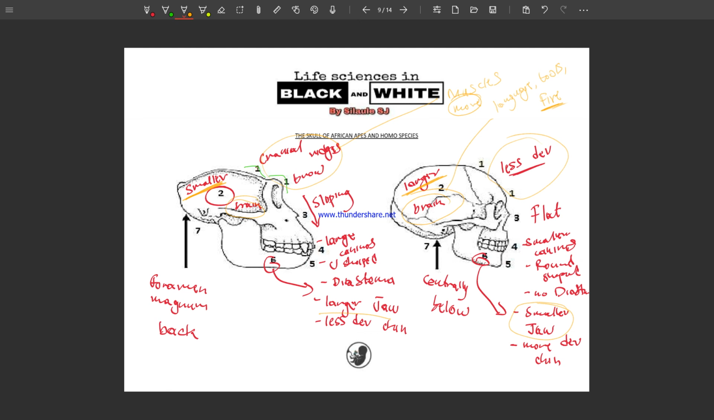Then, because it has more developed cranial ridges and then it has a larger jaw, so the face will be sloping, or it will be what we call prognathous. Then in a human, because the cranial ridges and the brow ridges are less developed and the jaw is smaller, so it will be non-prognathous.